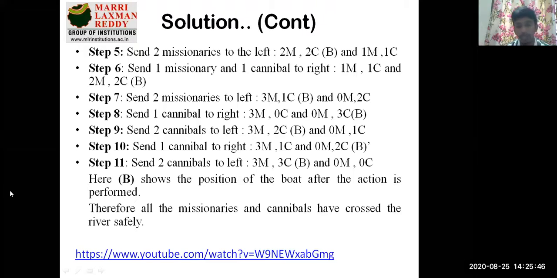According to this sequence of 11 steps, we have finally reached the destination. That is, all the missionaries and cannibals have crossed the river safely.